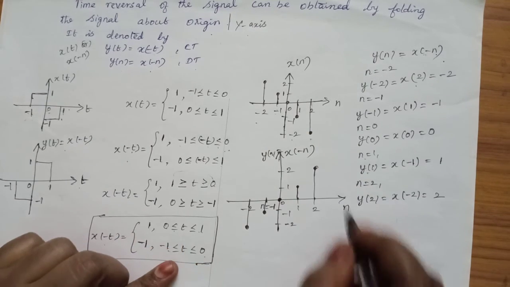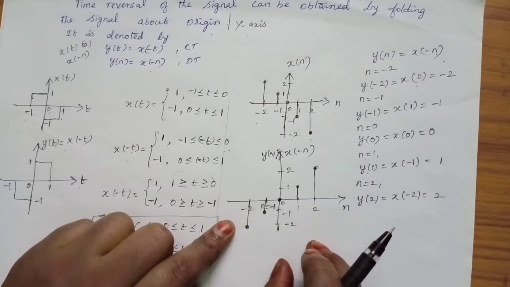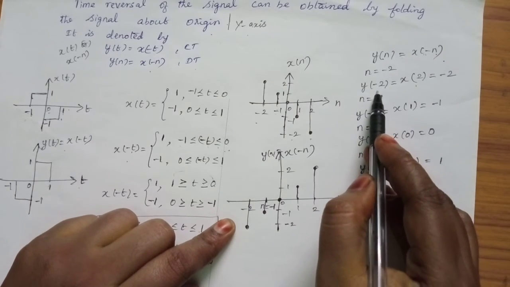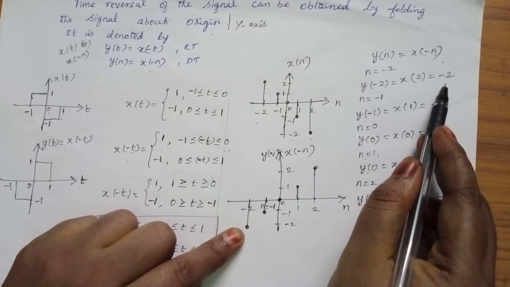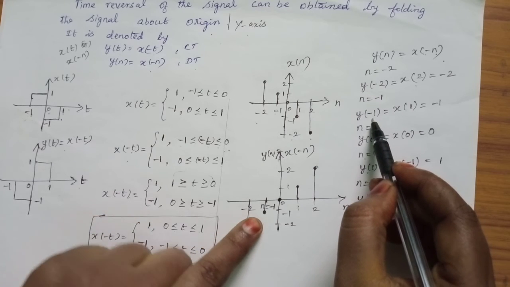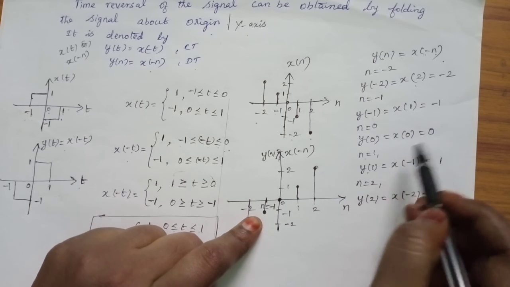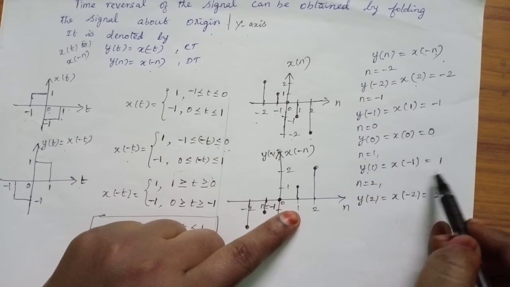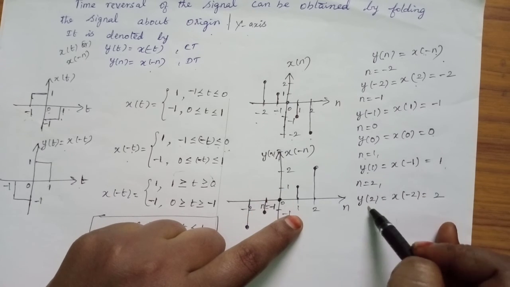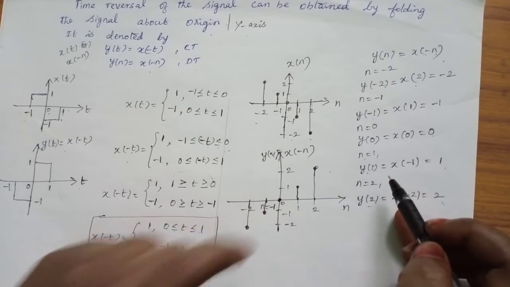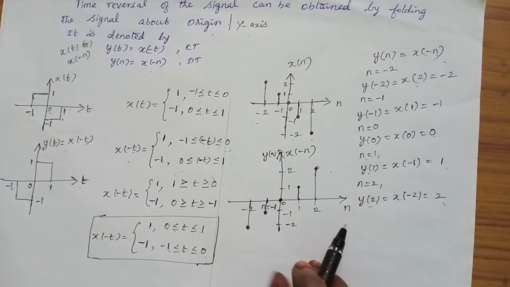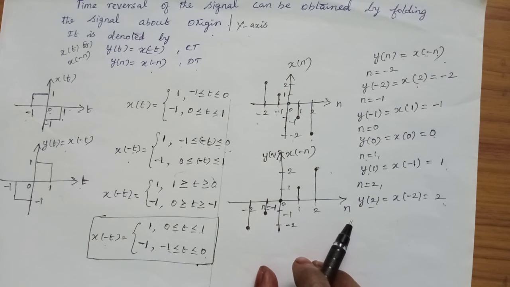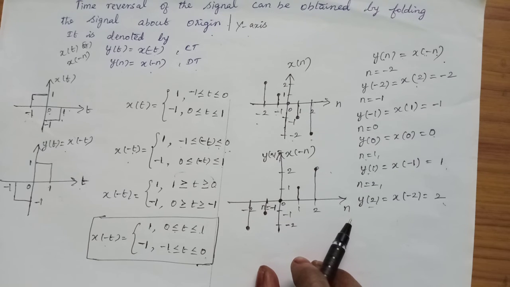So we check the results with the output signal: y of minus 2 is minus 2, y of minus 1 is minus 1, y of 0 is 0, y of 1 is 1, and y of 2 is 2. So this is how the reversal operation takes place.